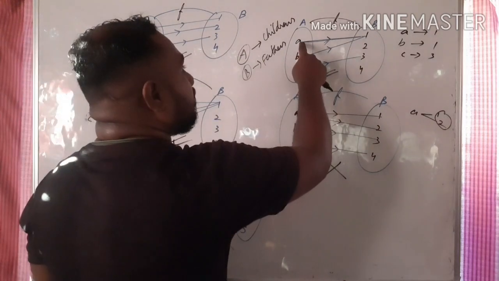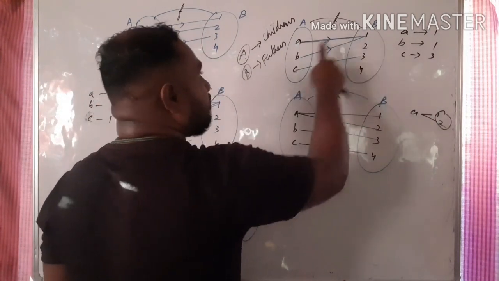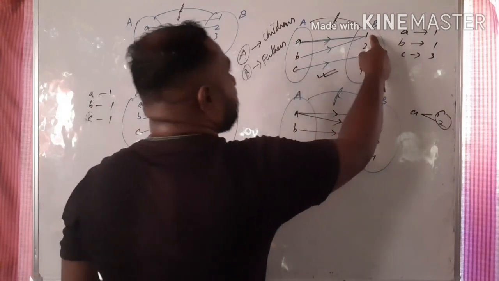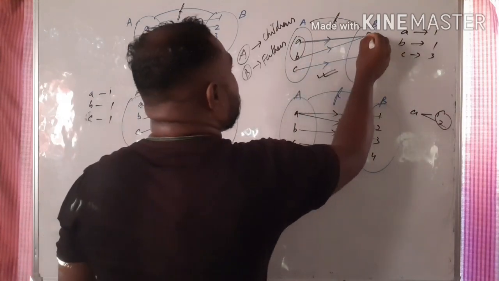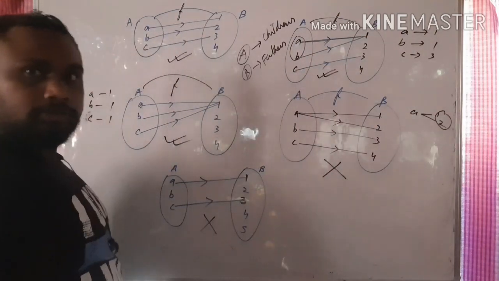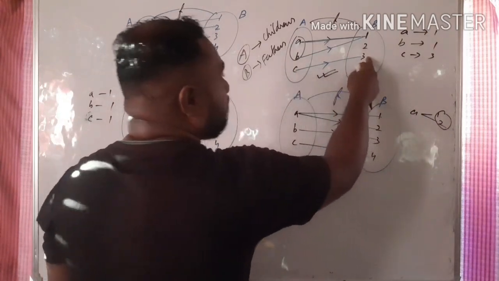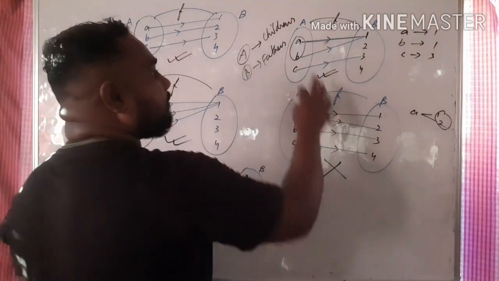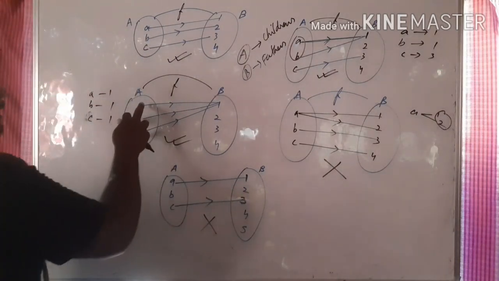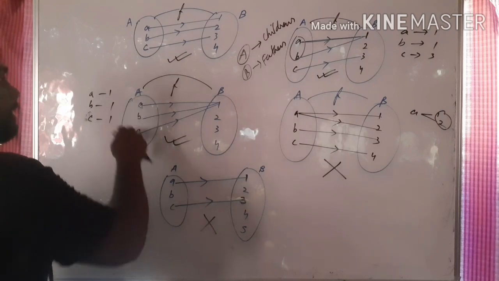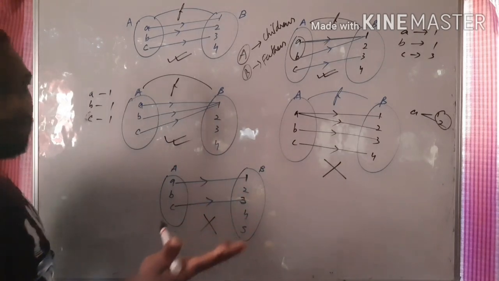Here also like this. For child A, father 1. For child B, again father 1. That is possible or not? For these two children, one father is possible, isn't it? And for these children, this father is possible. So this is a function. Okay. So in that way you can think of it. Here, say for example, these three children are children of this father. It is possible, isn't it?